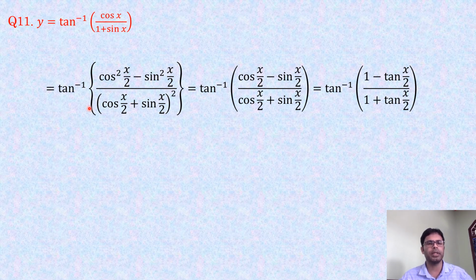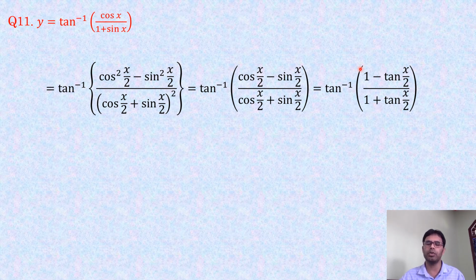Then tan inverse is remaining here. This is the a square minus b square formula, and here (a plus b) whole square is there. The a square minus b square formula will give us (a plus b) into (a minus b). This is (cos x by 2 plus sin x by 2) and (cos x by 2 minus sin x by 2). This cos x by 2 plus sin x by 2 will cancel with the whole square in the denominator, and the numerator will remain only cos x by 2 minus sin x by 2. That is equal to tan inverse of, dividing by cos x by 2 in the numerator and in the denominator, 1 minus tan x by 2 divided by 1 plus tan x by 2.